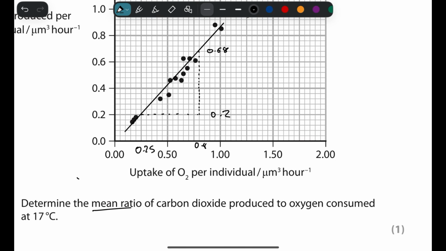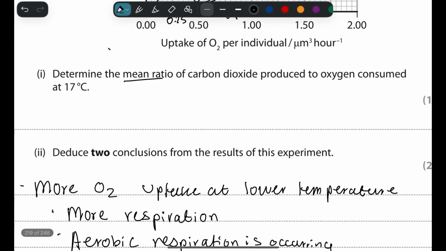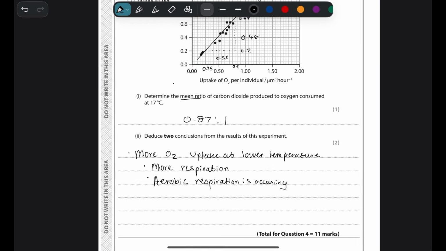So I'm seeing differences here, this is 0.48 and this is 0.55. So I'll do 0.48 divided by 0.55, which is 0.87. And they wanted a ratio, so we're going to say 0.87 to 1.